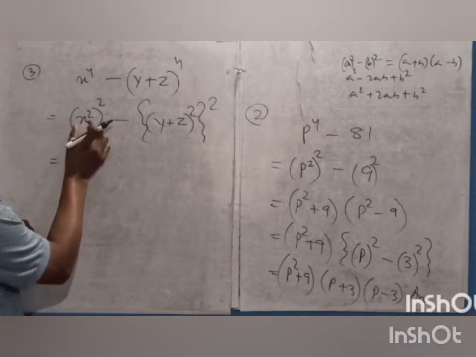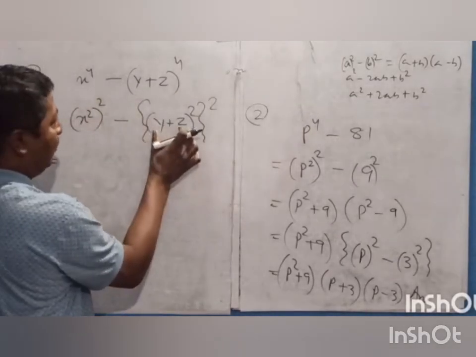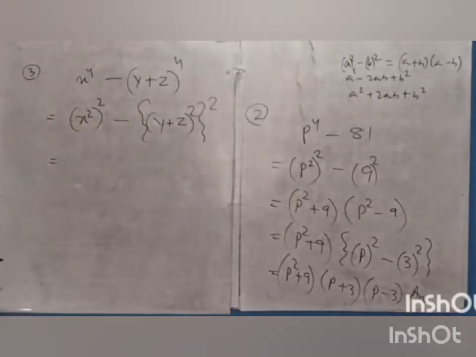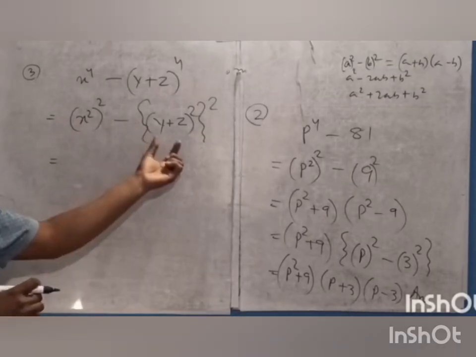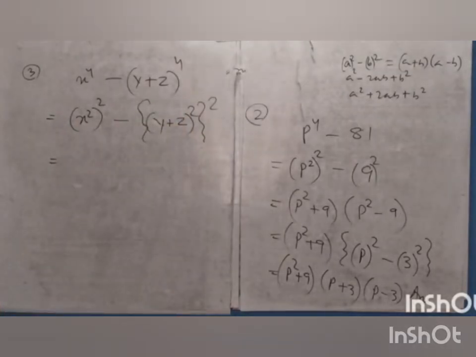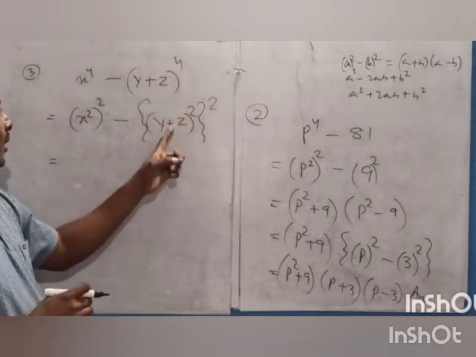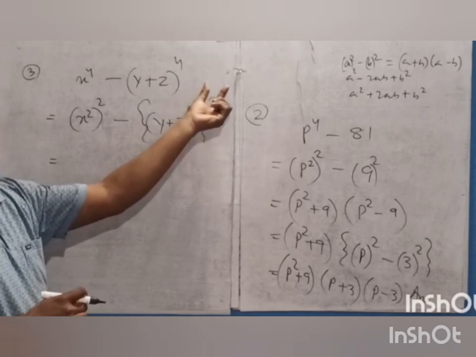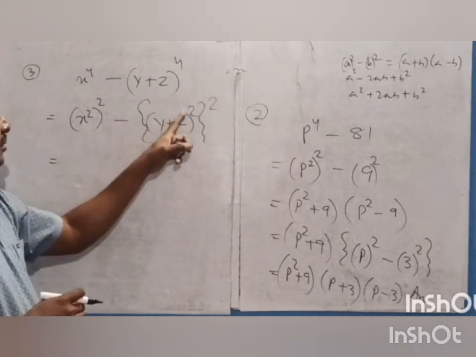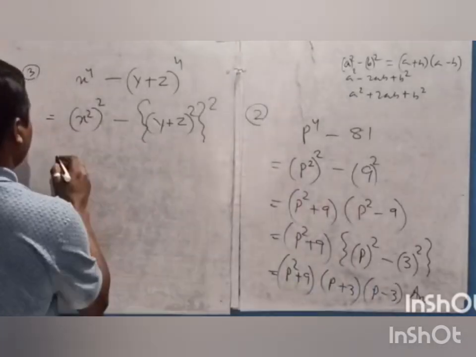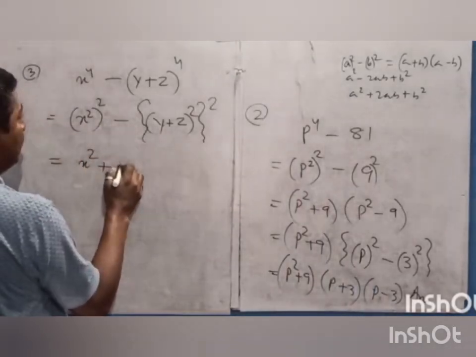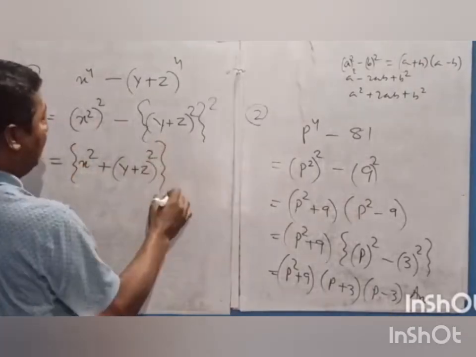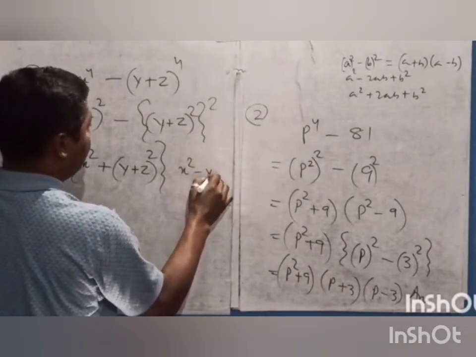Now this is a square minus b square, and this is b. The whole inside the second bracket is b. So a is x square and b is (y plus z) whole square. (y plus z) whole 4, I have converted into these two parts, (y plus z) whole square again to another whole square, because 2 into 2 is 4. A plus b, where b is (y plus z) whole square. A minus b.